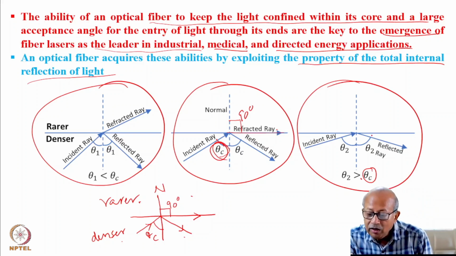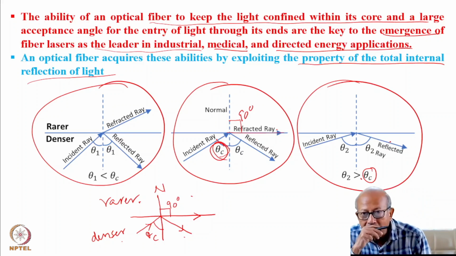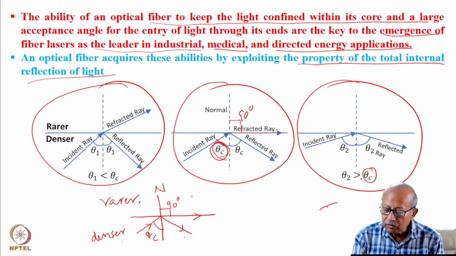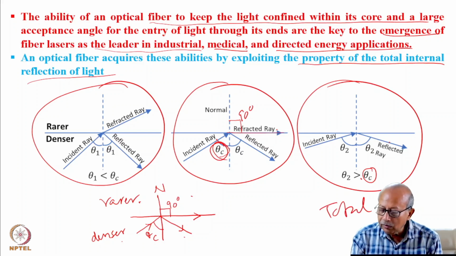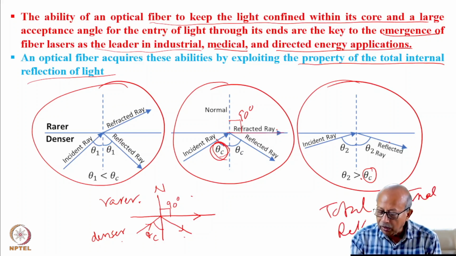Therefore, the entire light is now reflected back into the incident medium. And quite aptly, this phenomenon is termed total internal reflection of light.